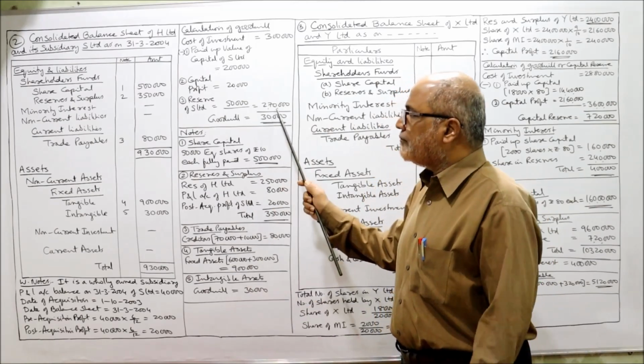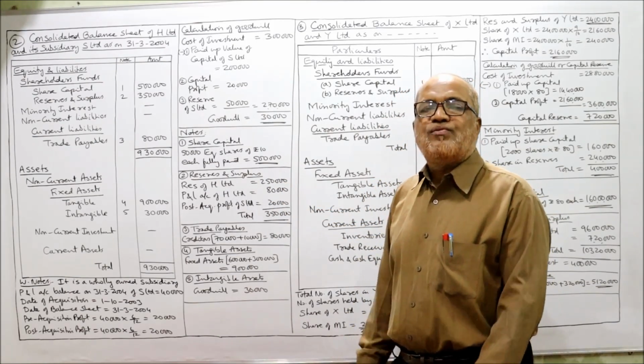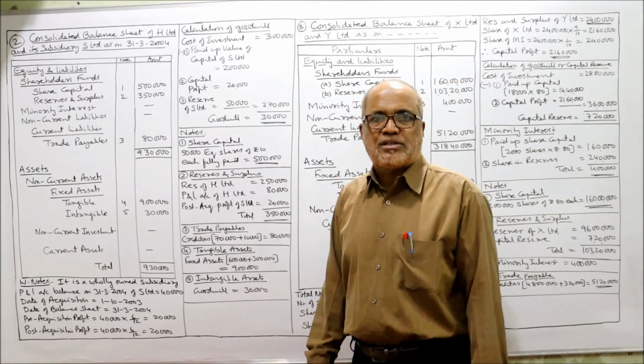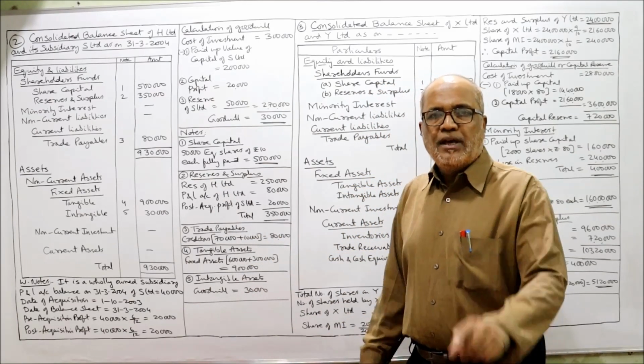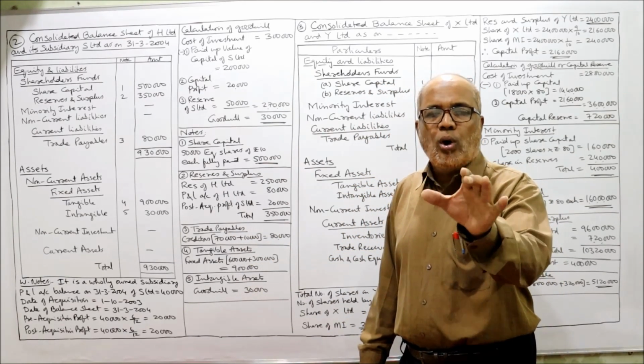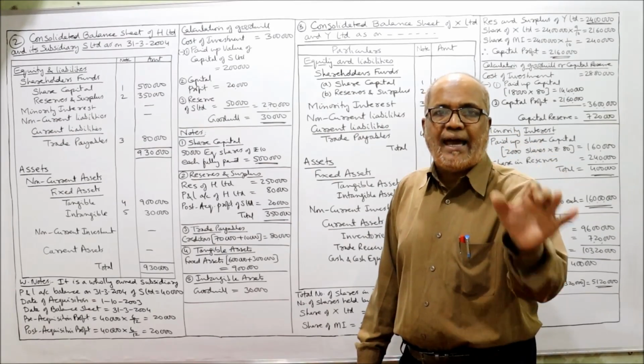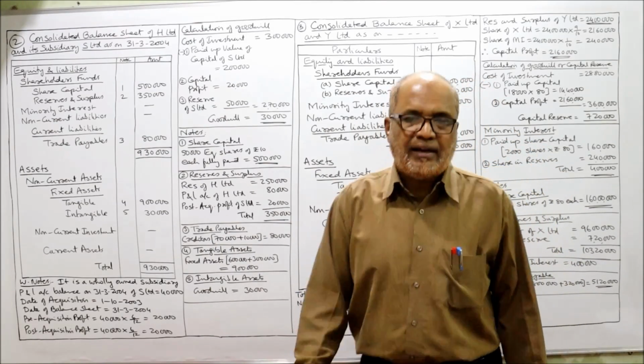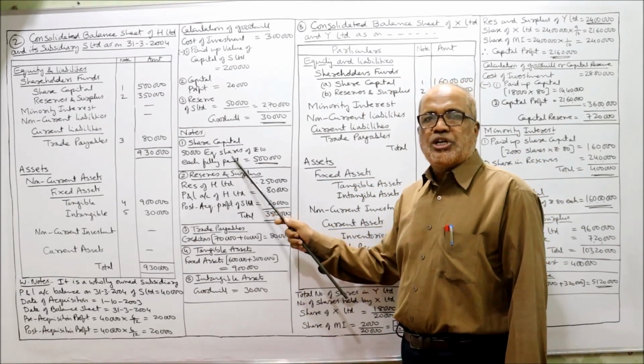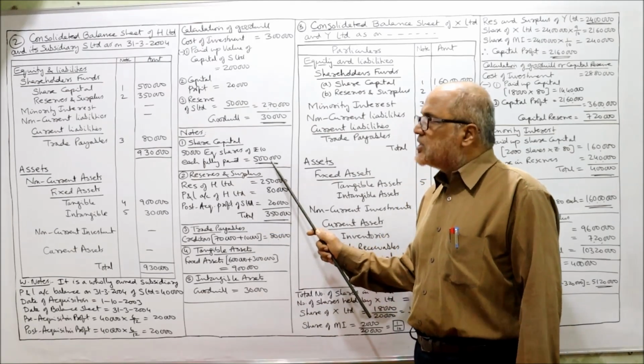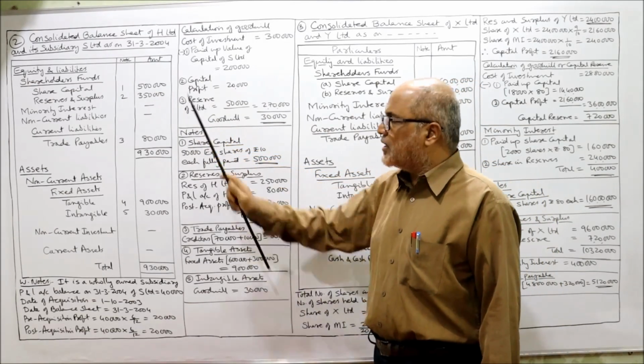Now notes. Notes forming part of financial statements. First note is share capital. In share capital we take only share capital of H Limited. How much share capital? 5 lakh. So 50,000 shares of rupees 10 each, 5 lakh. This 5 lakh rupees we have to take in share capital.